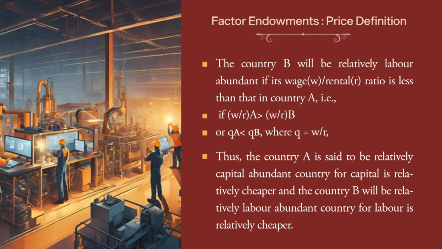And country B will be the relatively labor abundant country, if labor is relatively cheaper. That means, by our assumption, before we proceed further, we are taking the assumption that country A is capital abundant because capital is cheap in country A as compared to country B, and country B is relatively labor abundant because labor is relatively cheap here. Now this is following the price definition.